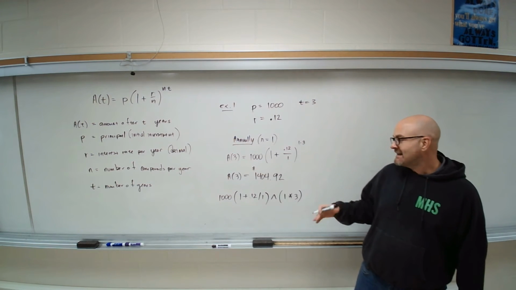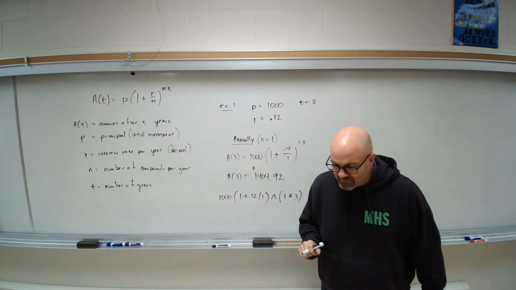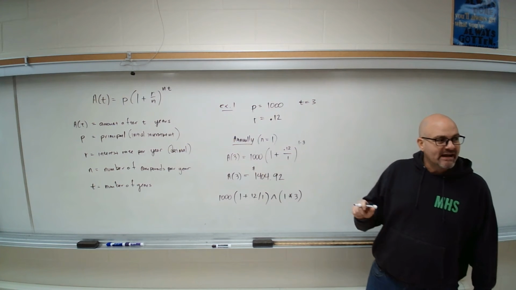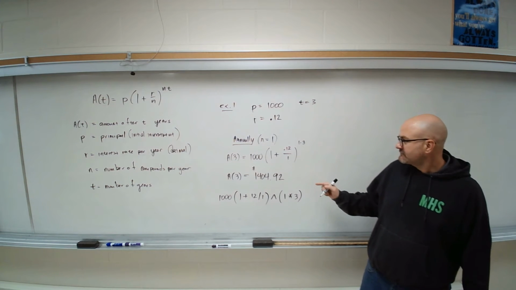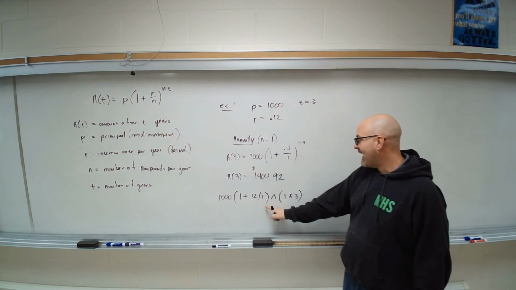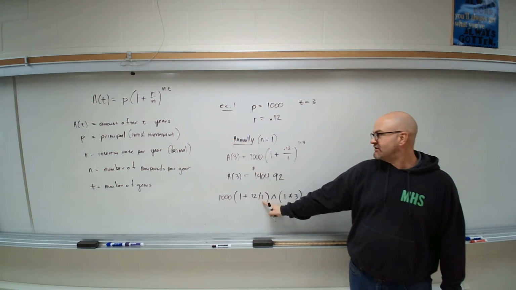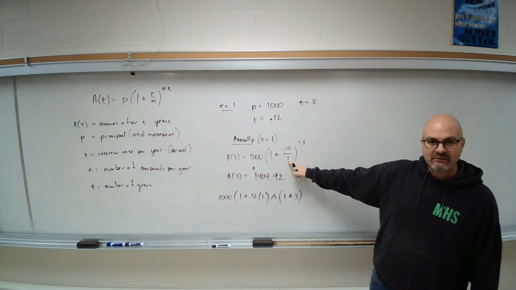But what's going to be nice now is once we've typed this in, our next question is if it's compounded semi-annually. Well, guess the only thing that changes when we do semi-annually? That would be the n. Right, so we'll just go back and retype this as a 2, and we'll retype that as a 2, and we should see a different value there.